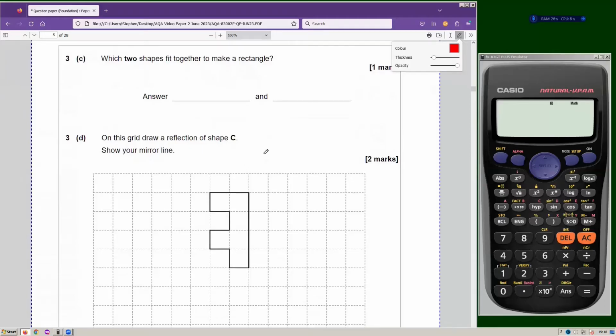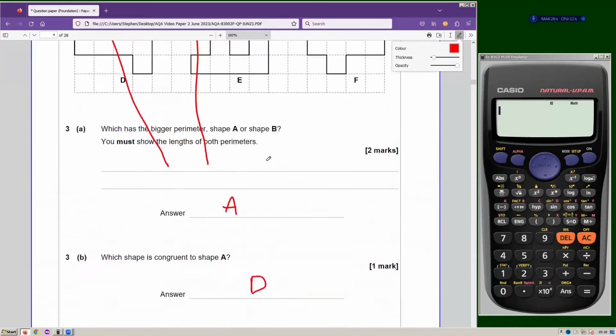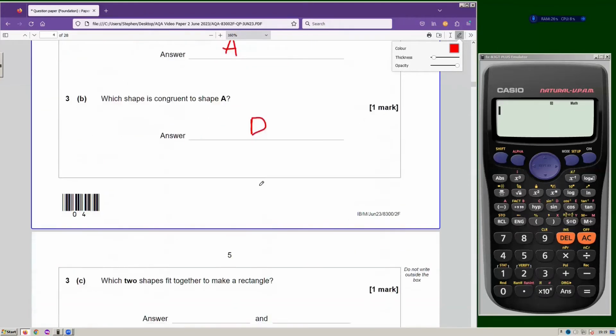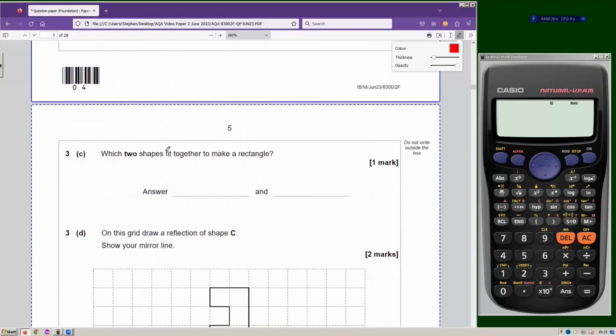Which two shapes fit together to make a rectangle? We've got to go back up. I can see straight away it's this one here, and this one here. Because if you think this one's going to flip over into this. This bit's going to go into there, and this bit here is going to go into there. Right, yes, that would do it. So it's C and E. C and E.